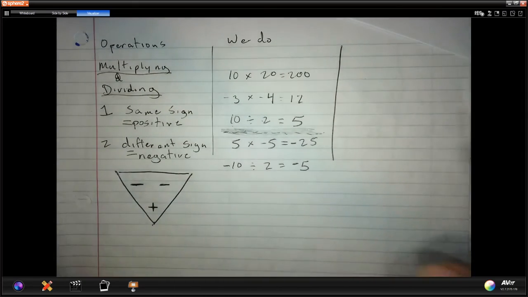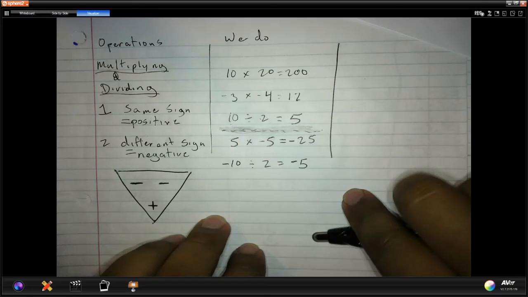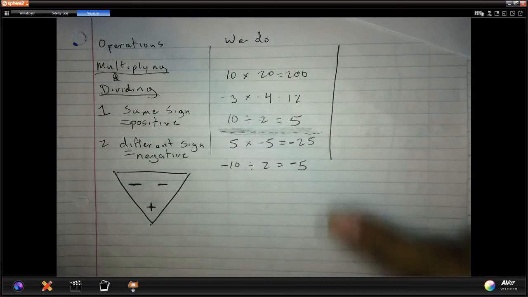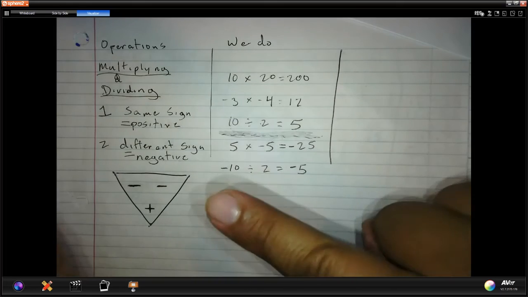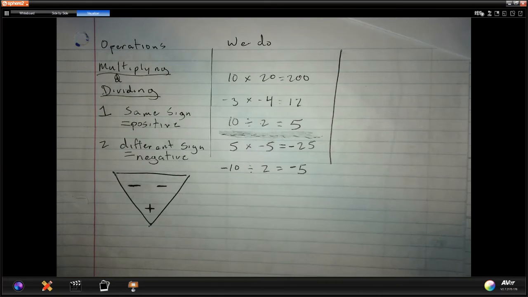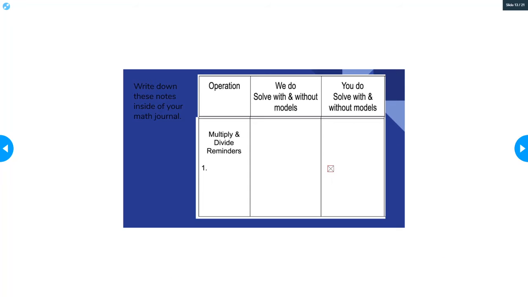If you need to take a pause and record this down in your notebooks, go ahead and write those down. I'll give you a couple seconds to write those down. And then we'll switch back over to our Nearpod. All right. So let me switch over to our Nearpod in 3, 2, 1. And we're back to our Nearpod. Here we go. So let's go to the next slide. We already wrote all these notes down.